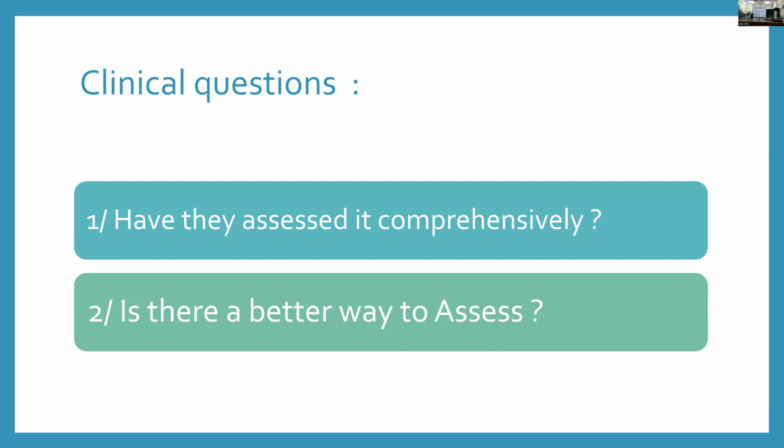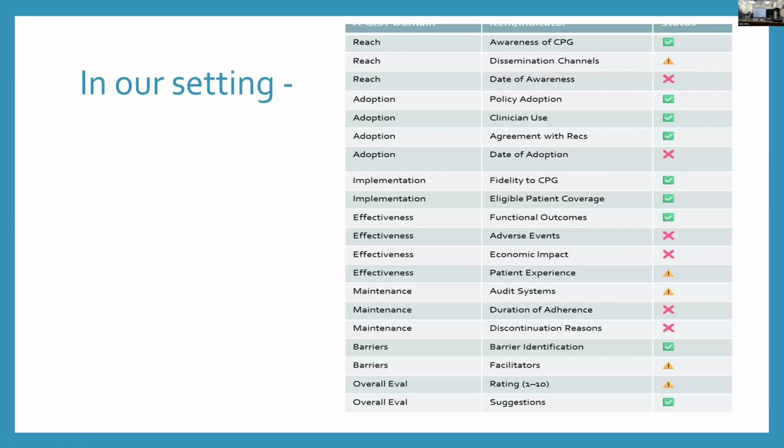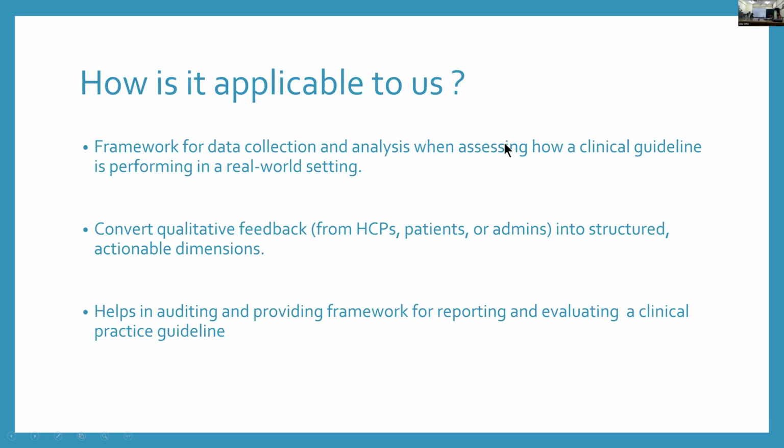Is there another way to assess it? Probably in our setting, if we are looking at some guideline which is already there, then these things which are not covered, like the economic effect and adverse effect, might be very relevant. If in our setting we are planning to do a guideline assessment, either for quality or for research purposes, this new tool might be more comprehensive, useful and relevant. How is it applicable to us? The same applies in the performance setting. It gives a framework for collection. It helps in converting qualitative feedback so that we can use it for research purposes, and helps in auditing any clinical practice guidelines.